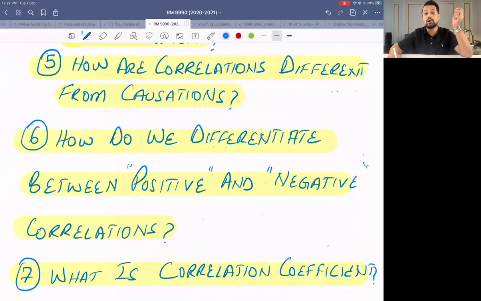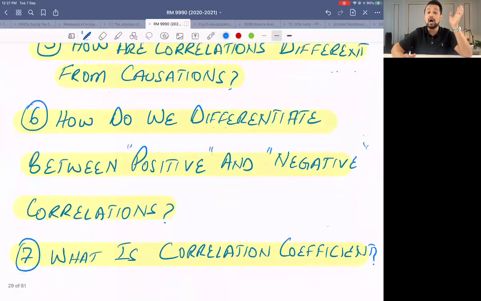When you talk about an experiment, like I said, through an experiment you figure out the cause and effect relationship by manipulating your independent variables and seeing how it affects your dependent variable. However, when you talk about a correlation method, you're just trying to figure out the relationship between two variables.